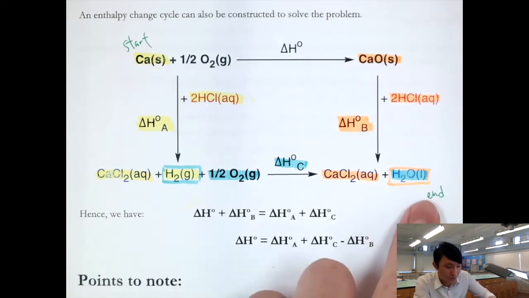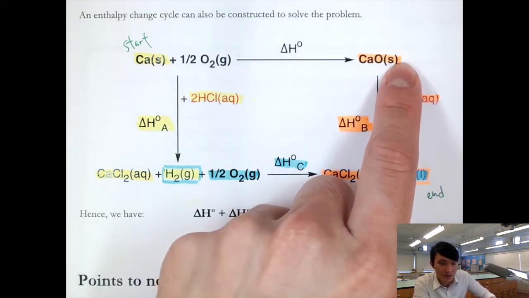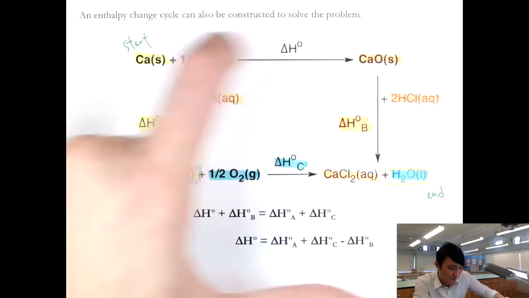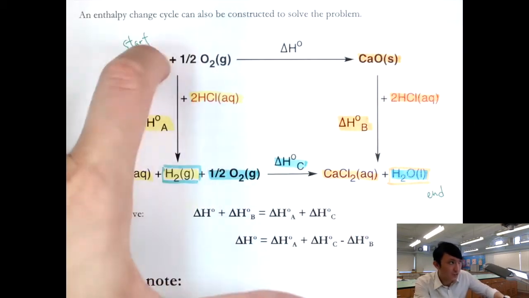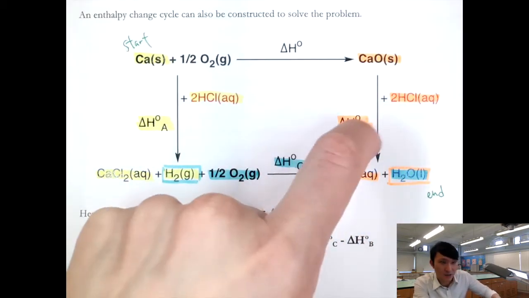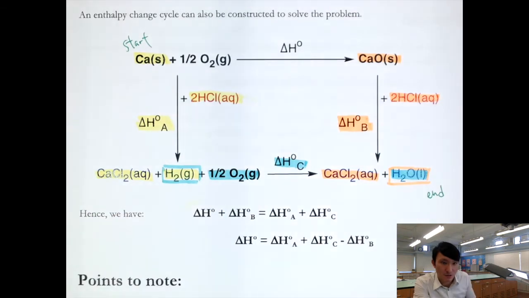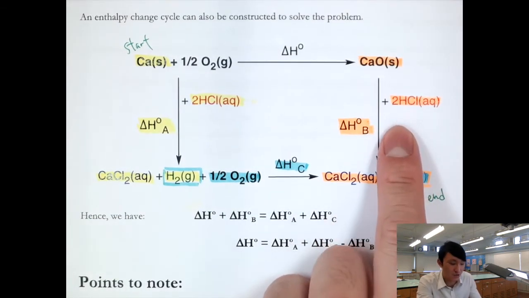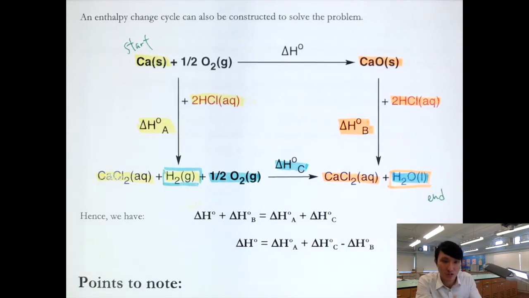If you have chosen this one as the ending point, then you have this path and this path. If you go for this path, you need to flip this arrow. When you flip this arrow, pay attention that the sign of the enthalpy terms needs to be changed as well. So that's why I don't like to flip arrows, because I don't want to change the sign. It's easy to make mistakes.